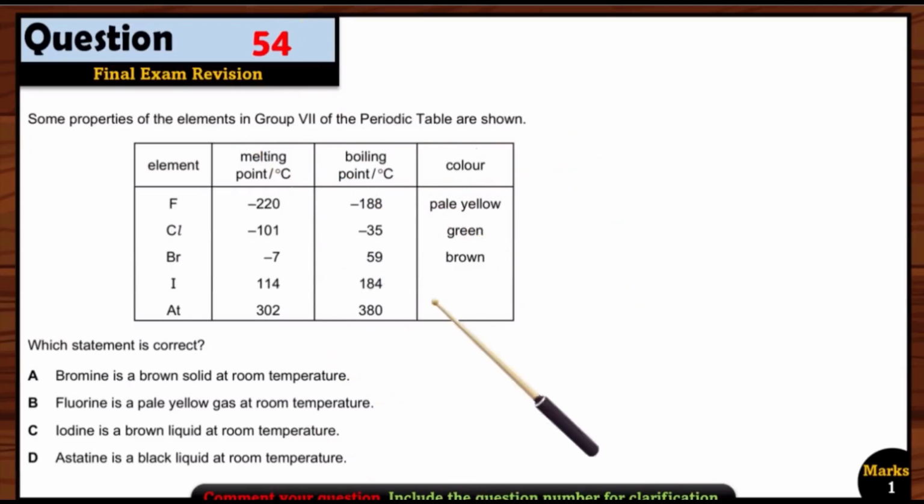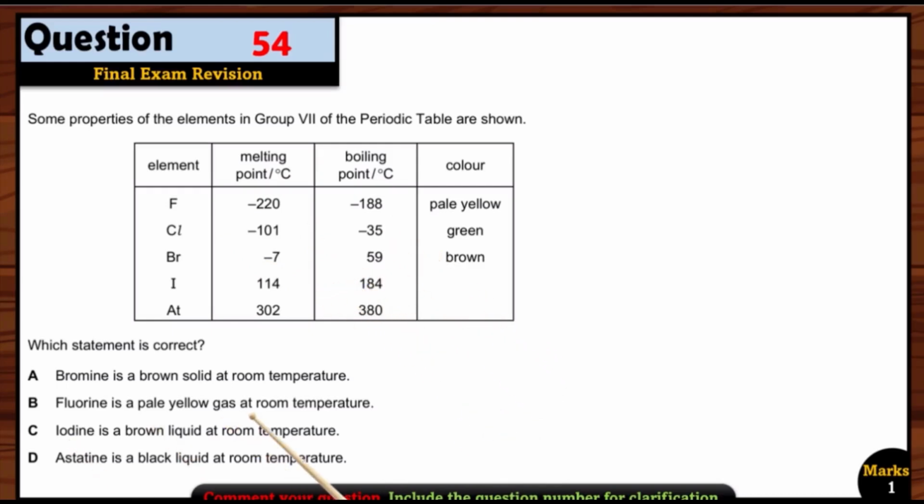Again, we have some properties here. Which statement is correct? Okay, so let's see now. Bromine is a brown solid. Wrong. Bromine is actually a liquid. If you see the melting and boiling points, it is less than the room temperature. The melting point is less than the room temperature, but the boiling point is higher. So it means it is a liquid.